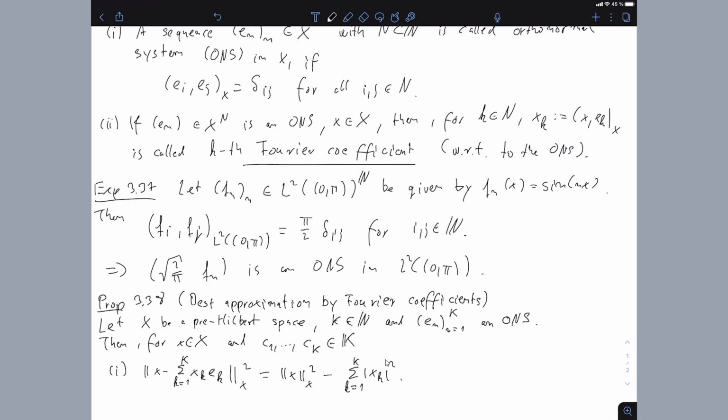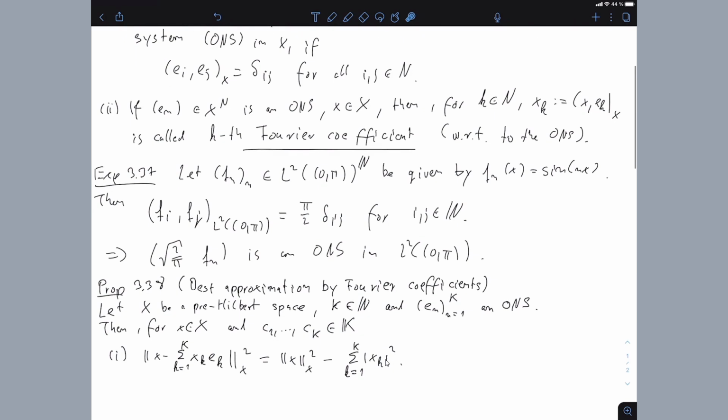No, xk is the Fourier coefficient. The dk's come in part 2. This is when I take exactly the scalar product of the x that we have with ek. So this is like the projection of x onto these directions, if you want to think geometrically. In here we see that we can quantify exactly what the error is by looking at the norm of the element that we want to represent and the size of the coefficients that we have.